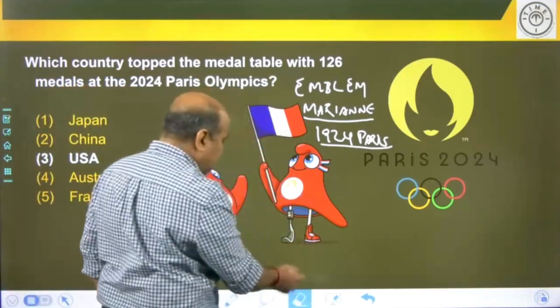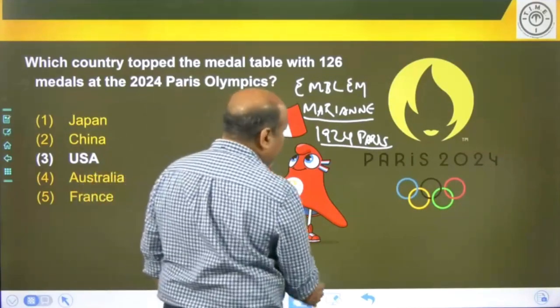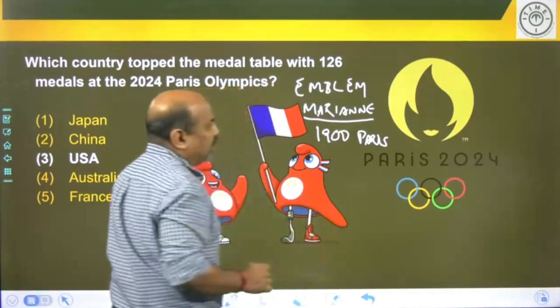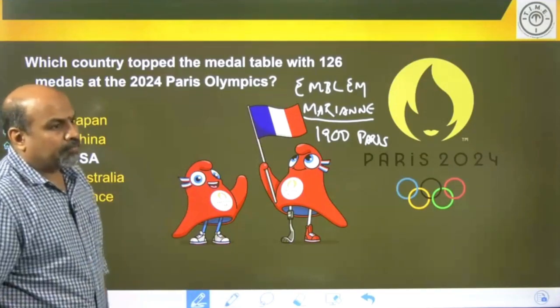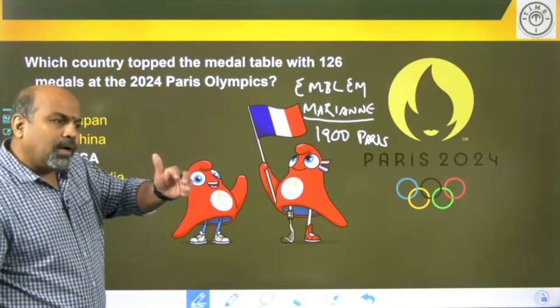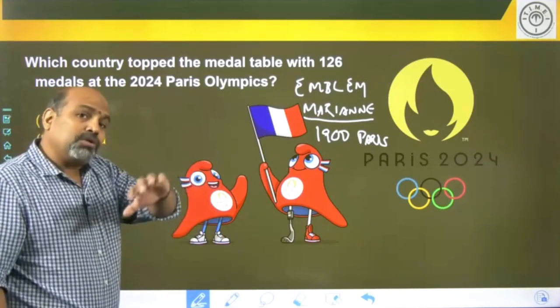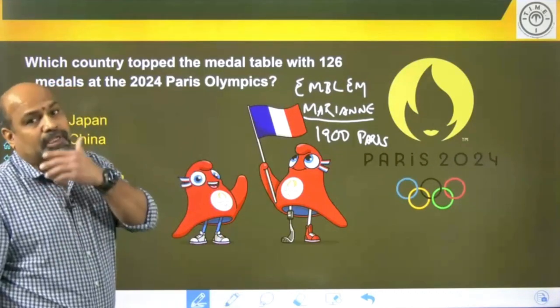Was it 1900? I think 1900, not 1924, 1900. Okay. This was 1900. Paris Olympics were the first time that women were allowed to compete at the Olympics. So, the second Olympic Games was the first time that women were allowed to compete. So, 1896 Greek Olympics, Athens Olympics, there was no women participation.